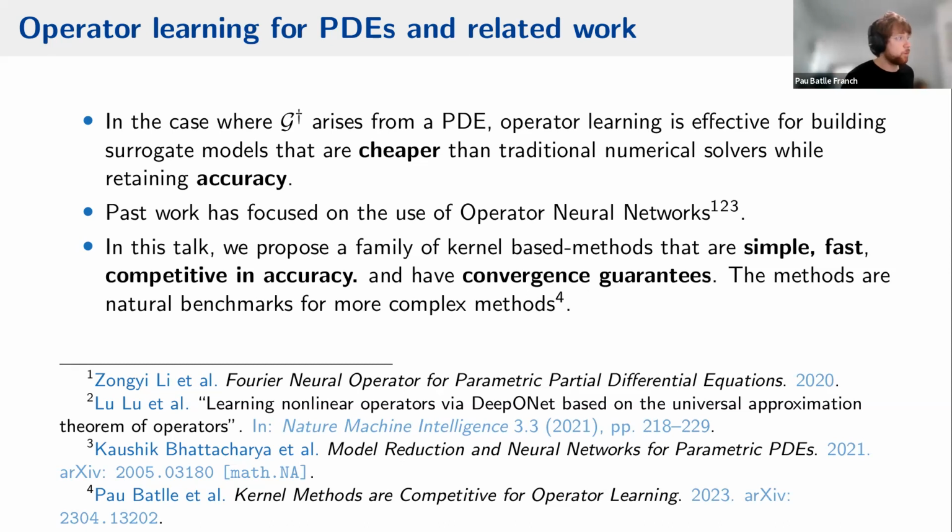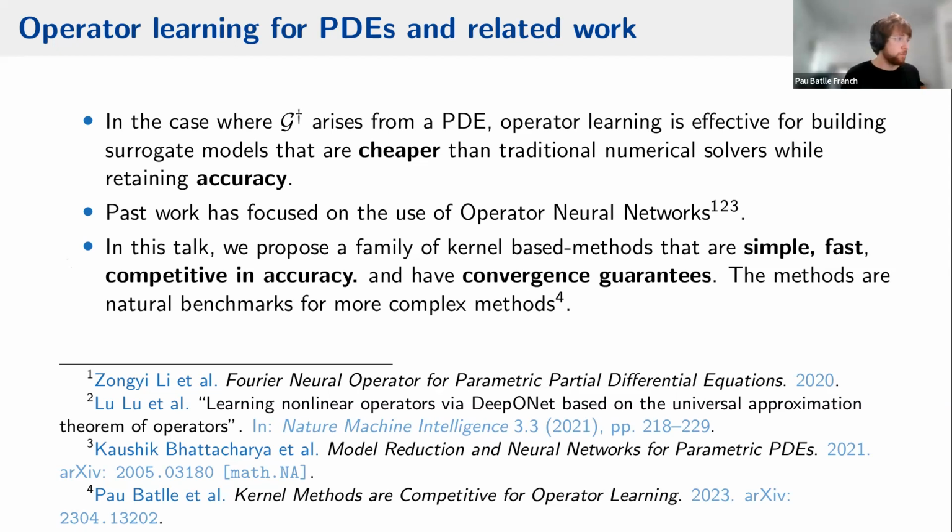Most of the past work on this kind of problem has been focused on operator neural networks. There are two main kinds, with all different kinds of variations. One of them is the DeepONet, the deep operator networks, and the other one is the Fourier neural operators. These are going to be the main benchmarks for our work. But one of the things that we want to argue is that these neural network-based methods have not really been benchmarked against simpler methods.